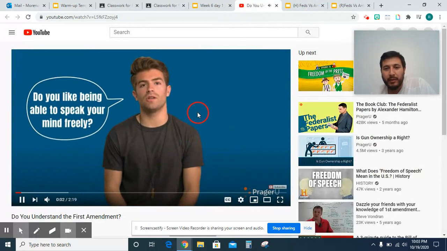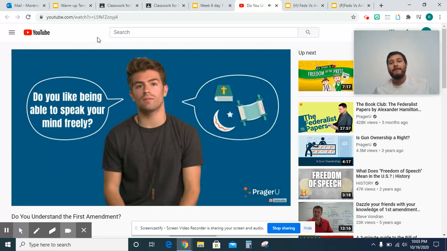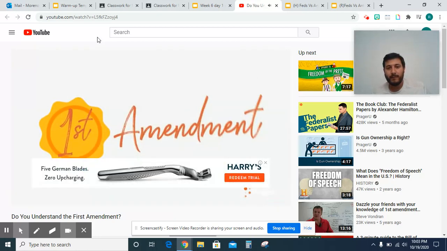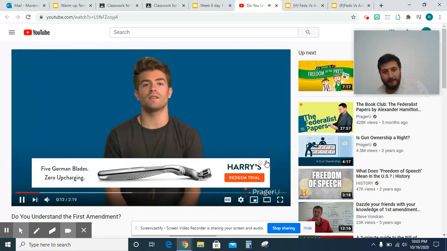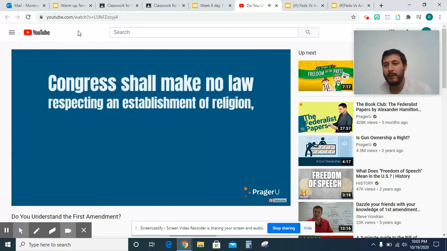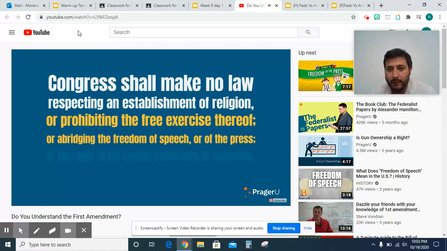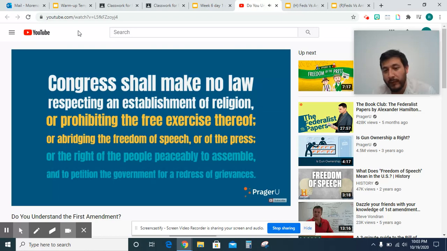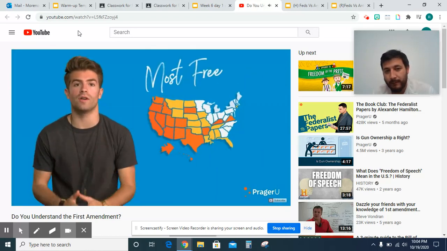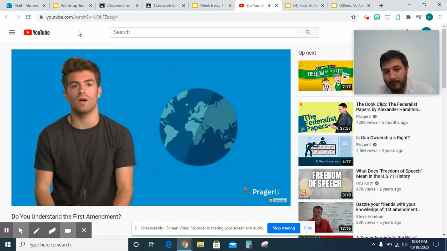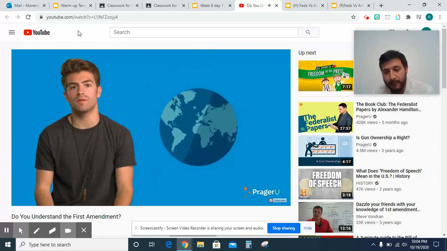Do you like being able to speak your mind freely or practice whatever religion you want? People in America take these rights for granted, but these rights only exist because of the First Amendment in the Bill of Rights. The First Amendment states, Congress shall make no law respecting an establishment of religion, or prohibiting the free exercise thereof, or abridging the freedom of speech, or of the press, or the right of the people peacefully to assemble and to petition the government for a redress of grievances. America is the most free and most prosperous country in the world. But why is America different, and why should we preserve these values?